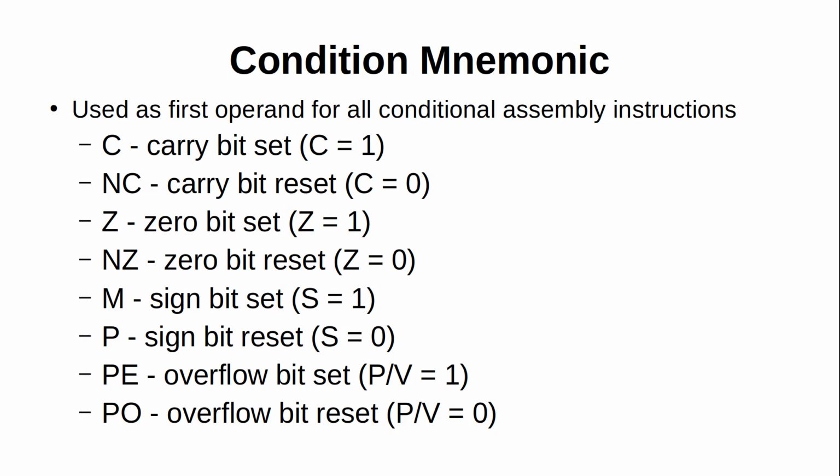For the PV flag, you use PE for it being set, or PO for it being clear. While we generally care about the PV flag when it's used to indicate overflow, the mnemonics stand for parity even and parity odd, as most of the time that's what the current state of PV is indicating.